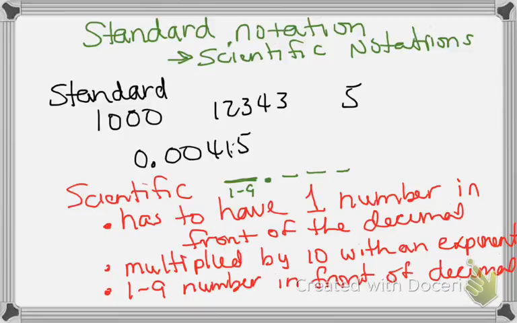But then it has to be multiplied by 10 with an exponent on it. So in this case, if I wanted to say 3.012 times 10 to the third power, then that is a scientific number. The exponent doesn't have to be positive. It can be negative. Now, in this video, all I did was tell you the difference between a standard notation and a scientific number. Now I'm going to take a standard number and change it into a scientific number.